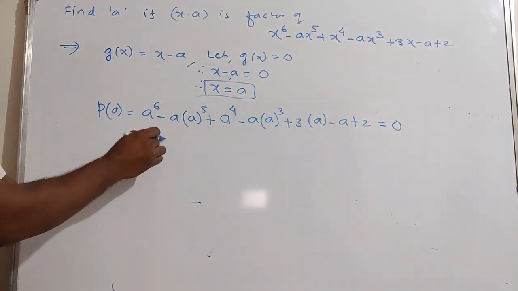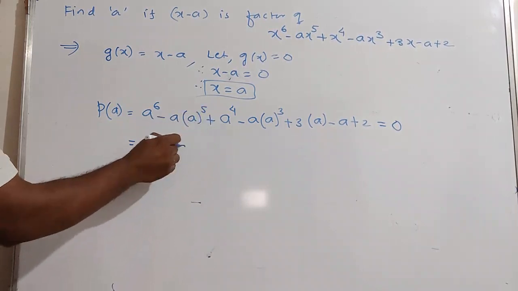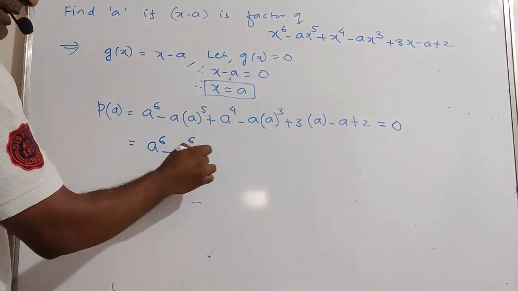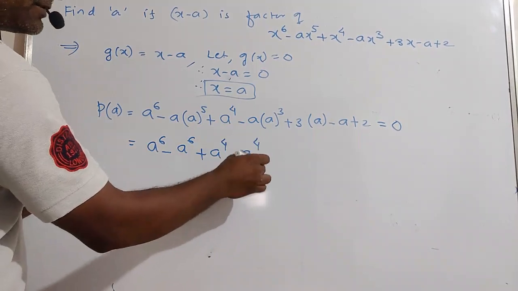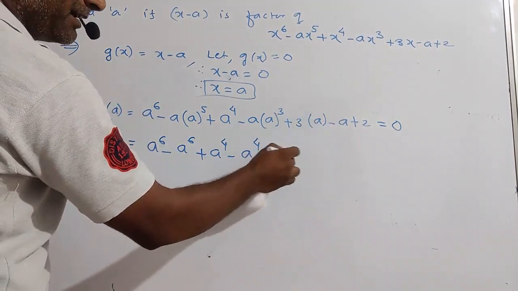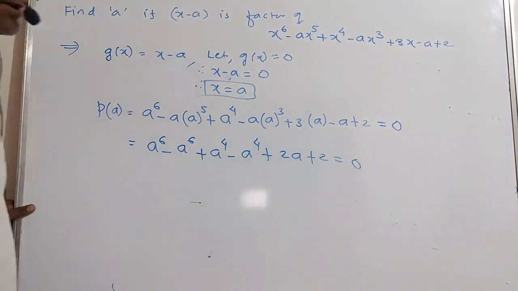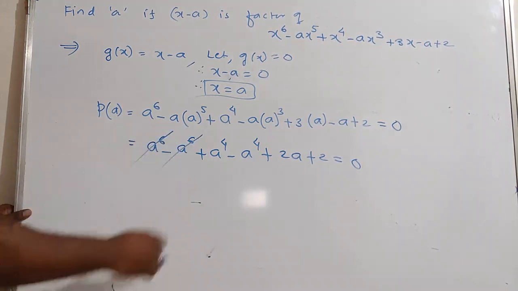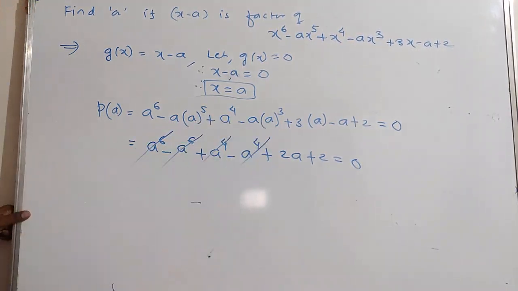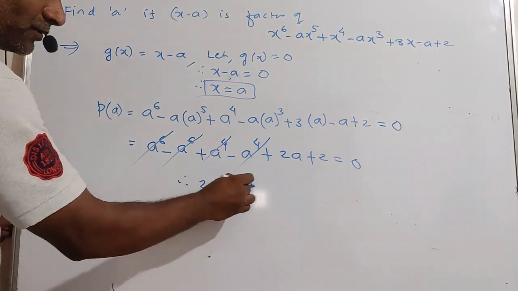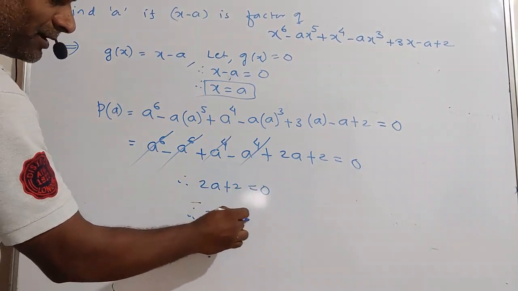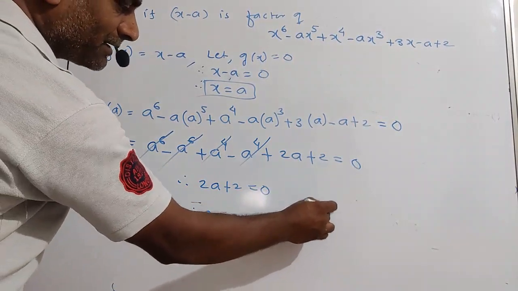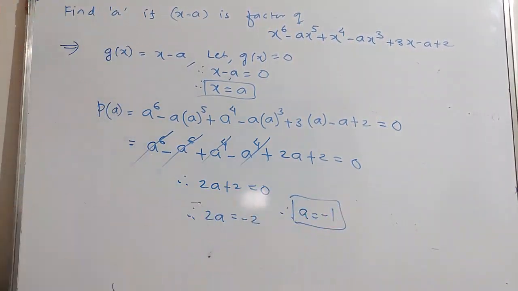So here a raised to 6 minus a into a raised to 5, that is a raised to 6 minus a raised to 6, plus a raised to 4 minus a raised to 4, 3a minus a, that is 2a, plus 2 is equal to 0. A raised to 6 minus a raised to 6 cancel, a raised to 4 minus a raised to 4 cancel. So here I will get 2a plus 2 is equal to 0. 2a is equal to minus 2, and therefore a is equal to minus 1, since 2 divides 2. So here a is equal to minus 1. This is the correct answer.